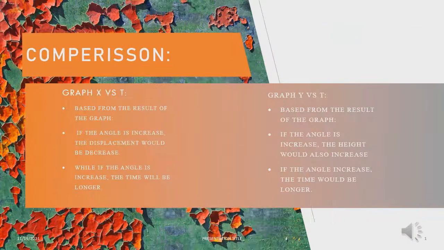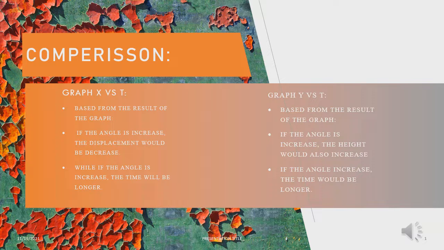For the x versus t graph, when the angle increases, it will make the displacement decrease. The increasing of the angle also will make the time become longer. As you can see, for 24 degree, the time is 1.089 seconds, and for the 50 degree it is 1.617 seconds. So we can see that when the angle increases, the time will become longer.